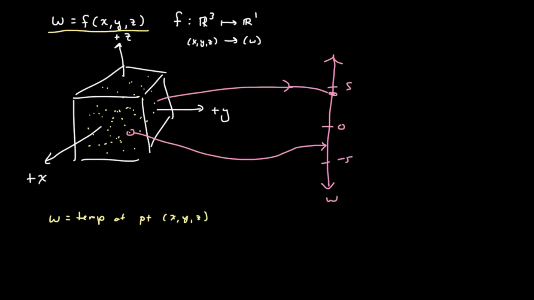Perhaps this box represented a solid, and at each point in the solid there was a different density, in which case here W could represent the density at point x, y, z. And remember, we can't picture a graph of the temperature. We can't picture a graph of the density because it goes out to R4. Now, there are ways that we get a visual sense of it.